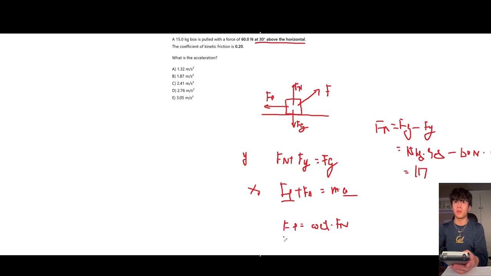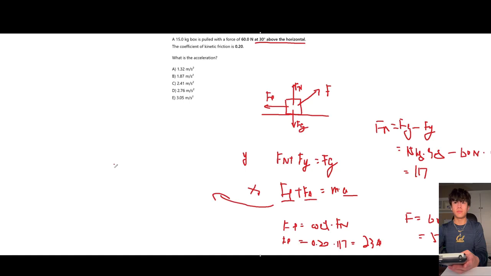We can plug it in for the friction force, which should be 0.20 times 117, which gives us 23.4. So now we have our friction force. We just need to find the x component of the force, which equals 60 newtons times cosine 30, which is 51.96 newtons. So now we can plug all the data into the equation.